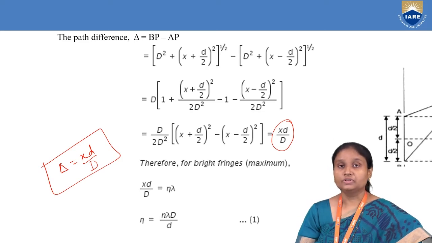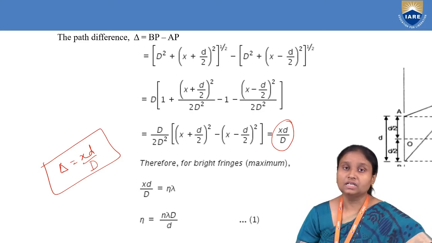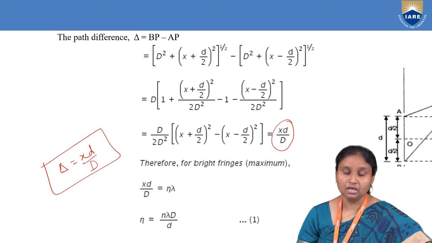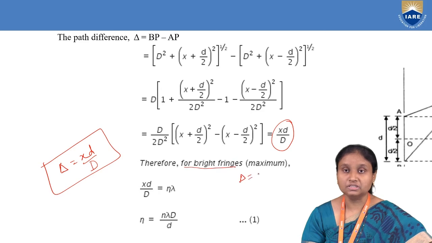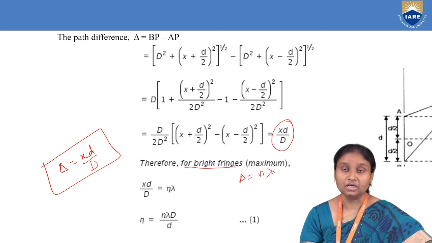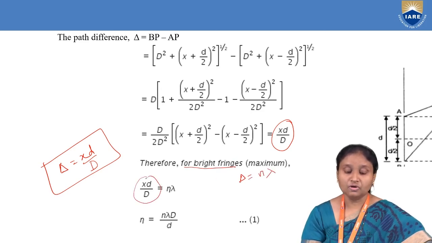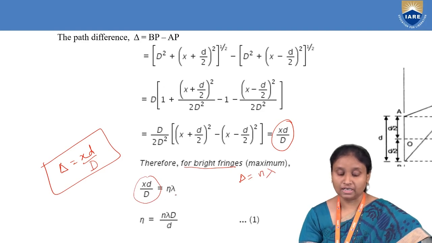Now this path difference we'll try to apply for the conditions of maxima and minima. And we know that we'll have a bright fringe when path difference is an integral multiple of lambda. And we know what the path difference is. We got xd by capital D is equal to n lambda.